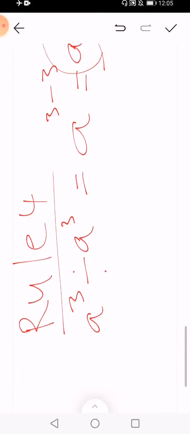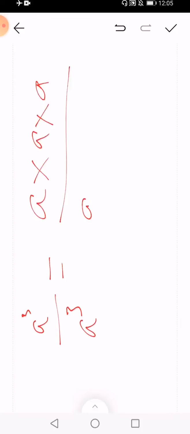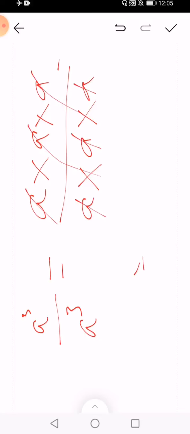Okay, let's write this one in another way. We have a to the power 3 divided by a to the power 3. So let's work it out with a times a times a divided by a times a times a. So what we have now, we have 3 a's in the numerator and 3 a's in the denominator. So this cancels, this cancels, and this one cancels. So now we have 1 over 1, which is 1.